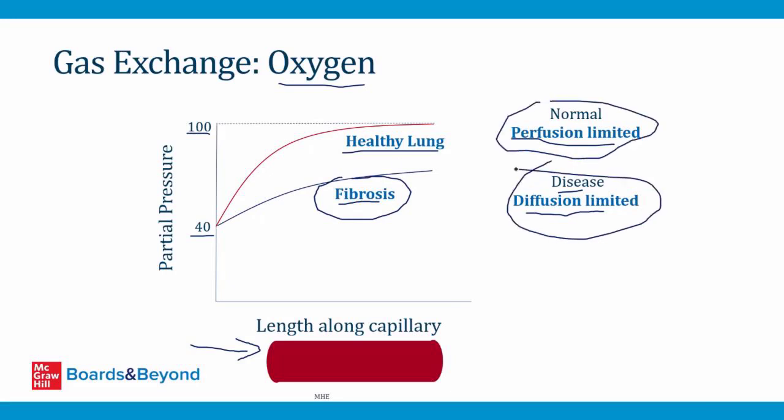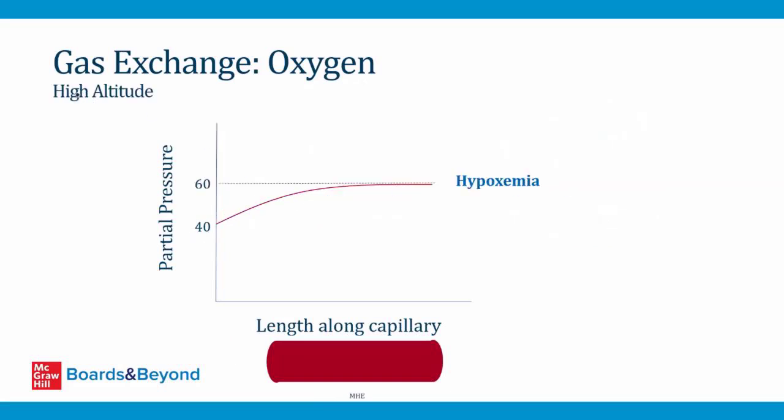Let's talk about what happens when a person ascends to high altitude. So we talked earlier about how inside the alveoli, the partial pressure of oxygen is about 100.